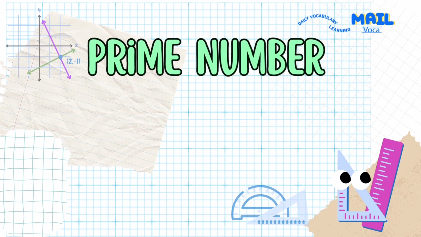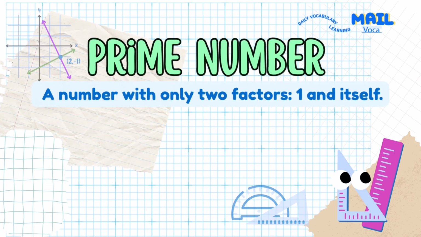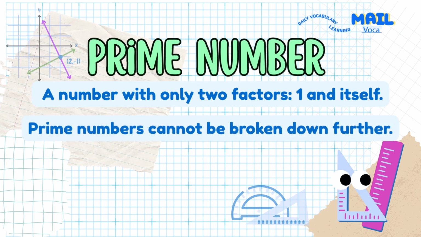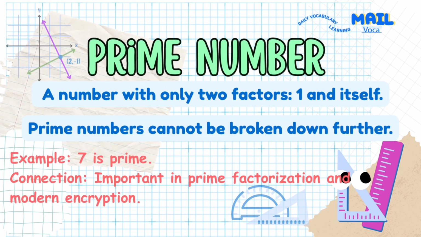Prime number. A number with only 2 factors, 1 and itself. Prime numbers cannot be broken down further. Example, 7 is prime. Connection, important in prime factorization and modern encryption.